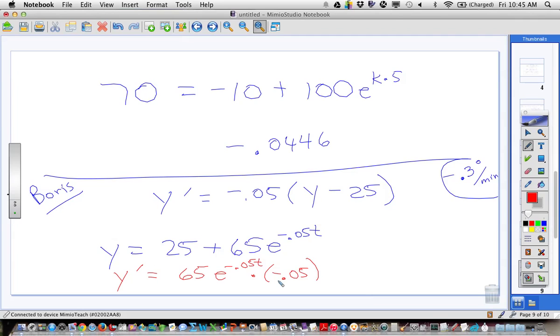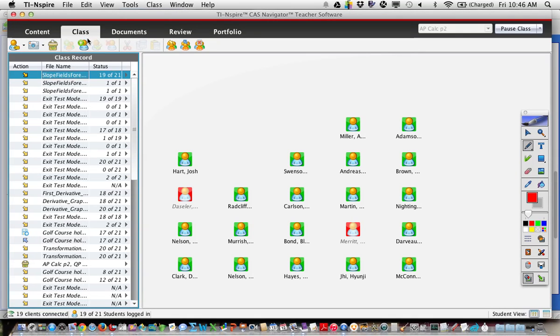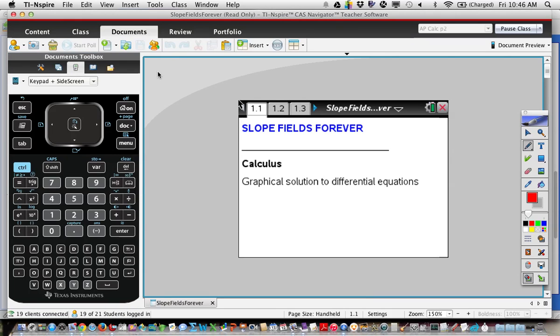Okay. So that is the stuff for today. In today's homework, that's the stuff we have to be able to do. So let me go ahead and pass out. Go ahead and get your calculators out and open up this document that I sent to you called Slope Fields Forever. And I'll pass out this worksheet to you here.